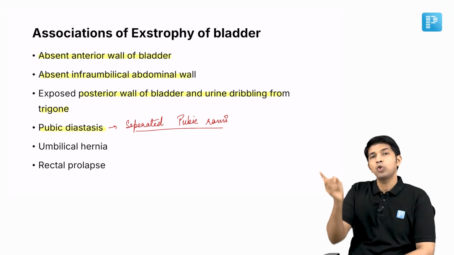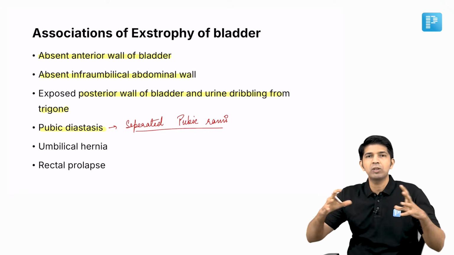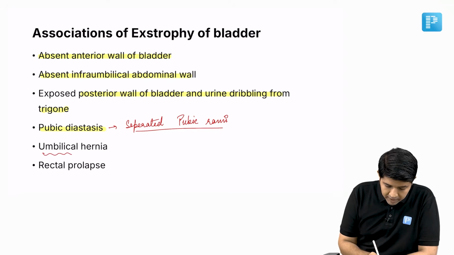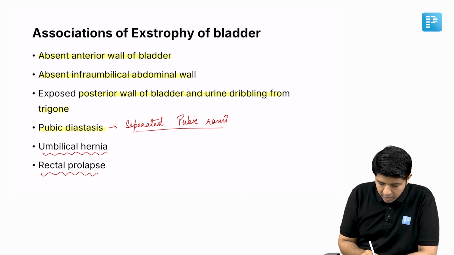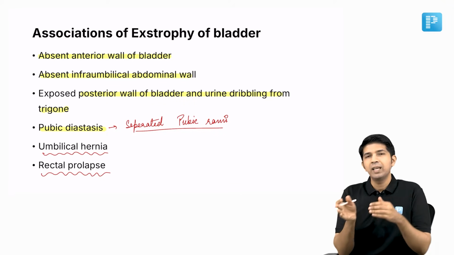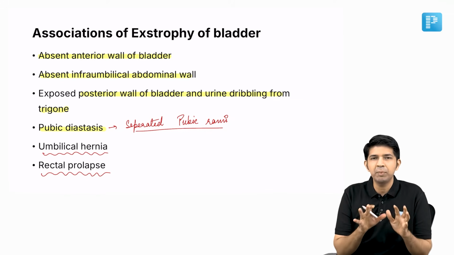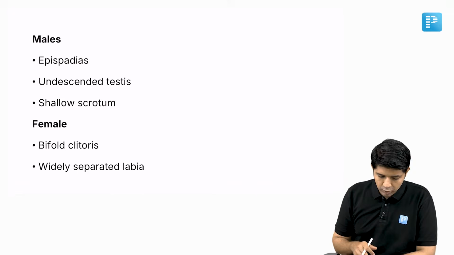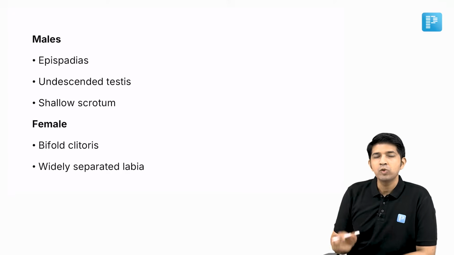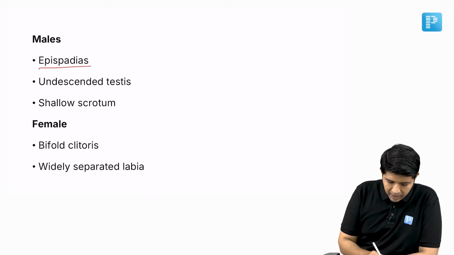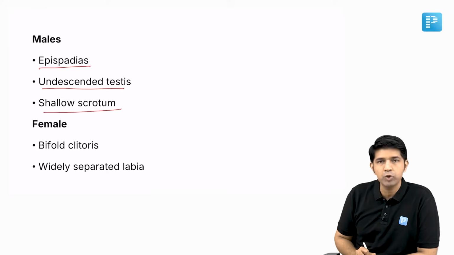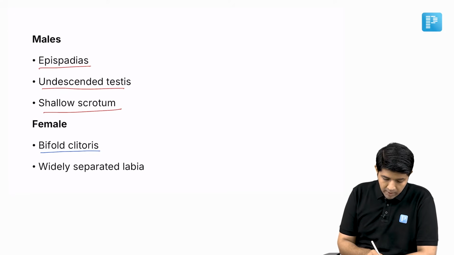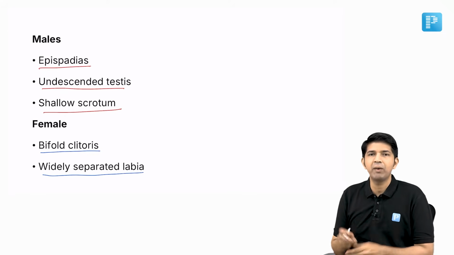Apart from that, in your cloacal exstrophy, that is the widest or the major congenital abnormality that you can have, in those patients there will even be an umbilical hernia and it can be associated with a rectal prolapse. In the regular condition, unlikely. That means in the classical exstrophy that we are talking about, unlikely to have these 2 problems. But if it's a cloacal exstrophy, very high chance you will find that. In male patients, it is associated with epispadias, undescended testis, and a shallow scrotum. Whereas in a female patient, they can come with a bifold clitoris and a widely separated labia. Why is the labia separated?